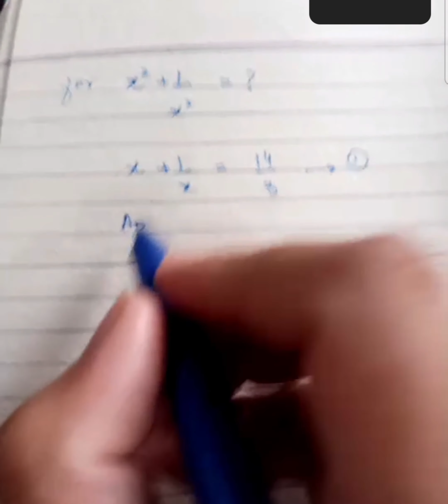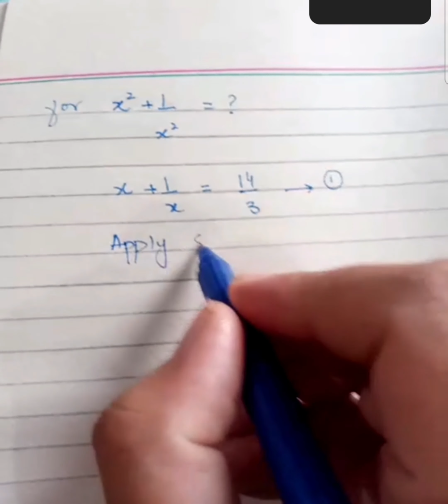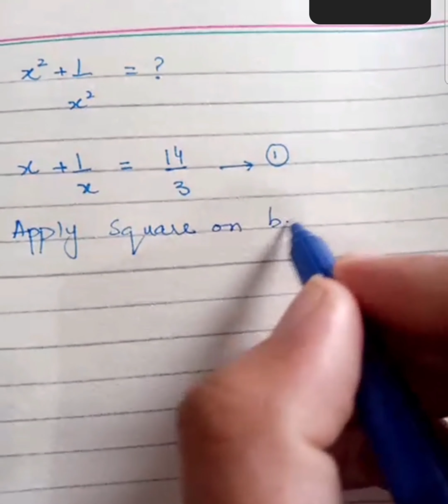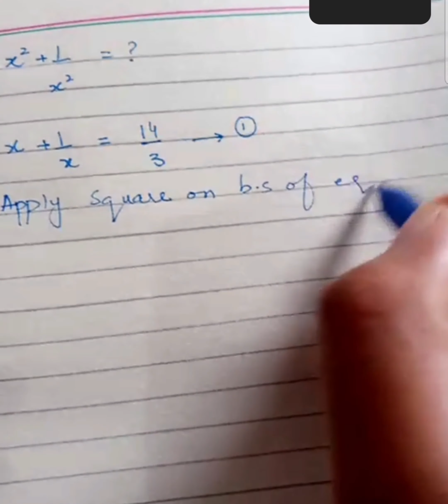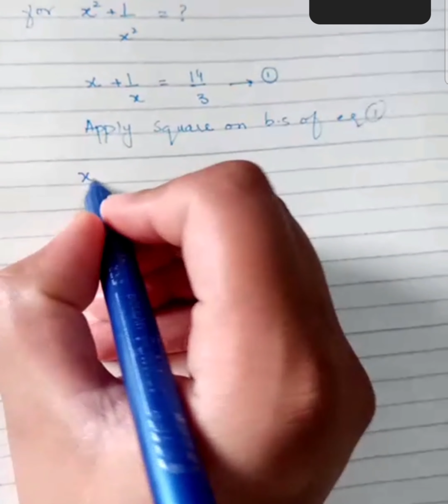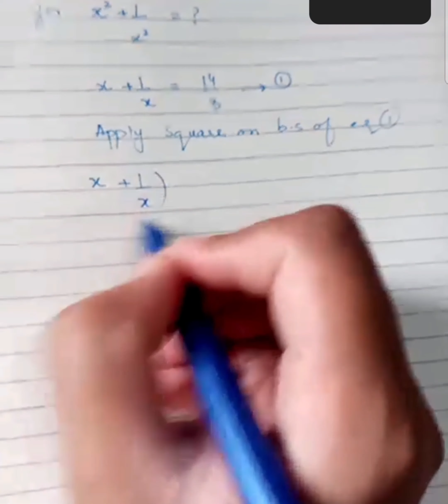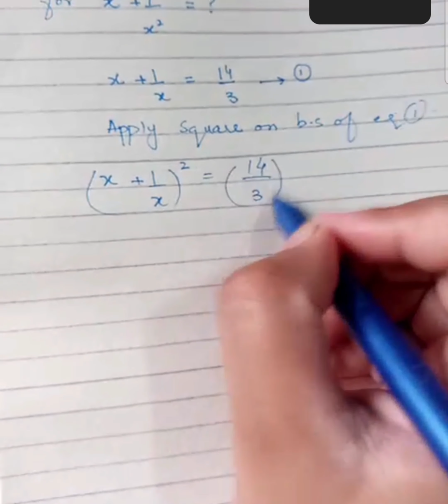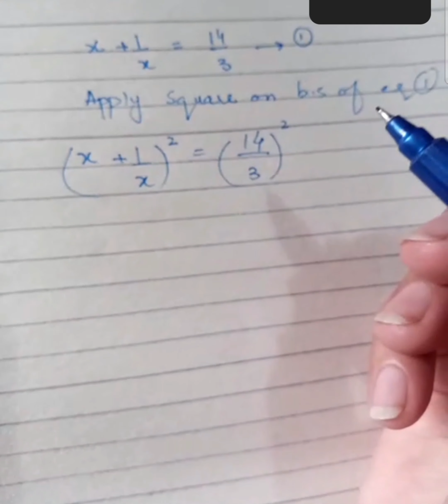Apply square on both sides of equation number 1. एक मिनट बेटा, okay जी, to get the value of x square plus 1 by x square, we have to apply square on this equation number 1 on both of the sides. So you will say x plus 1 by x whole square is equals to 14 by 3 whole square. Is it clear till here?